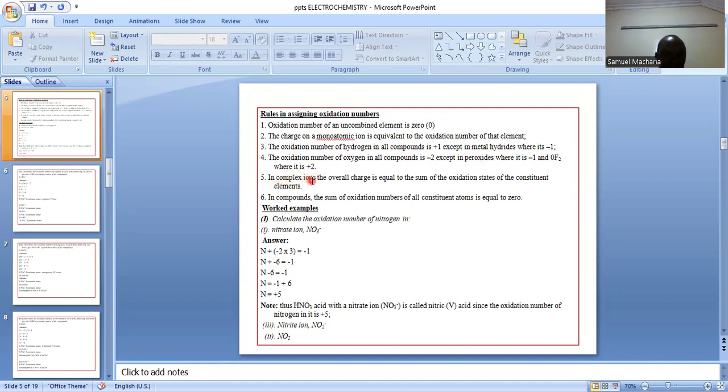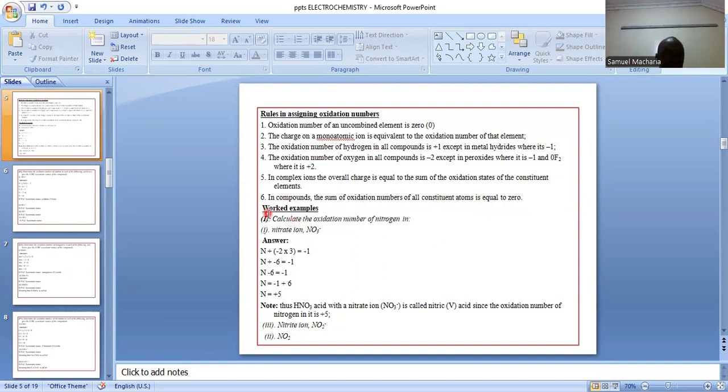In complex ions or radicals, the overall charge is equal to the sum of the oxidation numbers of the constituent elements. In compounds, the sum of the oxidation numbers of all constituent atoms is equal to 0.